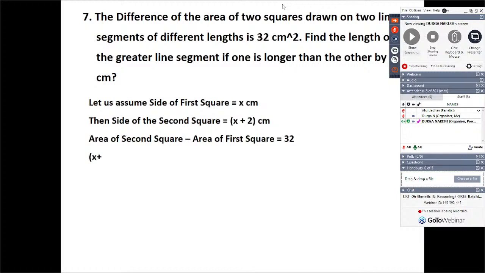So x plus 2 whole square minus x square is equal to 32. Using the a plus b whole square formula, x square cancels. 28 is equal to 4x, x is equal to 7. If x is equal to 7, we need x plus 2, the greater line segment. 7 plus 2, 9 centimeters is the correct answer.